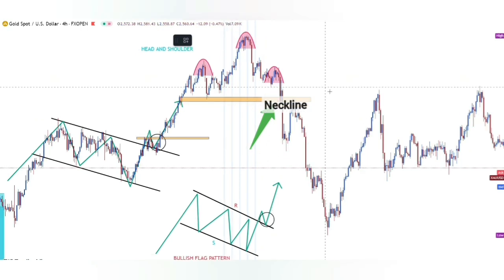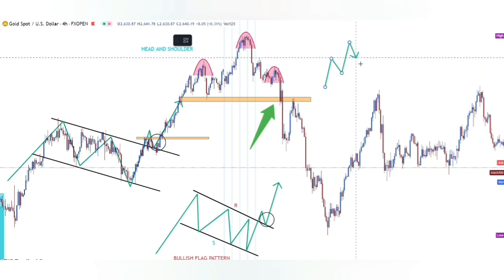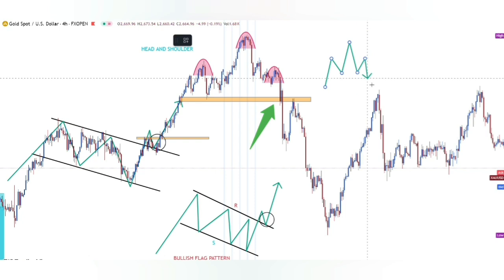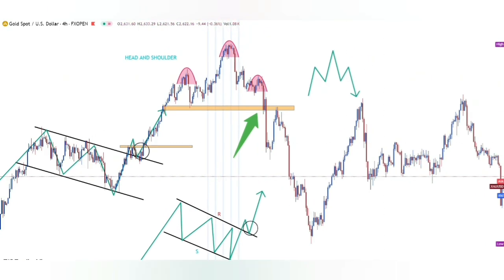A head and shoulder pattern looks more like this, okay? You have a shoulder, then you have a head, and then you have another shoulder right there. So it looks typically like that, the head and shoulder. It's also a reversal chart pattern, okay? If it forms at the resistance level, it would indicate a possible reversal to the downside.